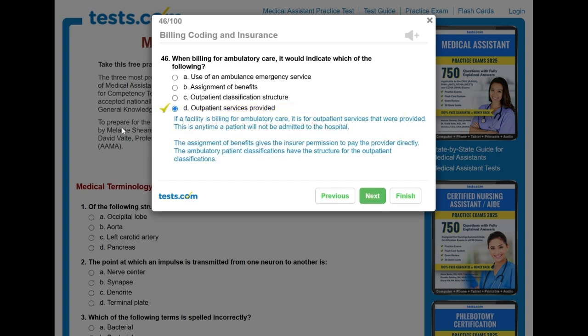D. Outpatient services provided. If a facility is billing for ambulatory care, it is for outpatient services that were provided. This is any time a patient will not be admitted to the hospital. The assignment of benefits gives the insurer permission to pay the provider directly. The ambulatory patient classifications have the structure for the outpatient classifications.